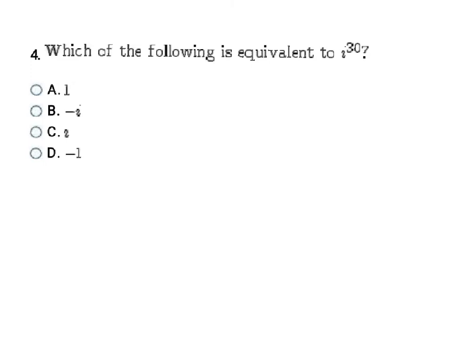So this next problem is going to be done the same way. I'm going to think, okay, how many times does 4 go into 30? Well, it goes in 7 times with a remainder of 2. So once again, it's that remainder that we care about. So my remainder is 2, so I'm going to think about, okay, what is i squared equivalent to? i squared is equivalent to negative 1, so that's my answer, D.